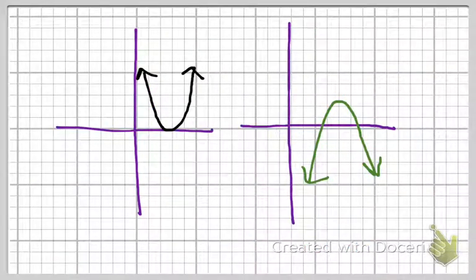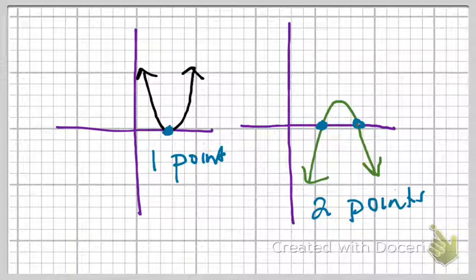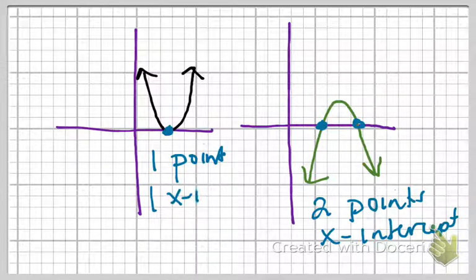I want to talk to you about the different types of solutions. On a quadratic, there are 3 types of solutions. There's one where it only touches the x-axis one time, one point. In this case, there are 2 solutions. So it has 2 points that it touched, 2 x-intercepts. This has 1 x-intercept.